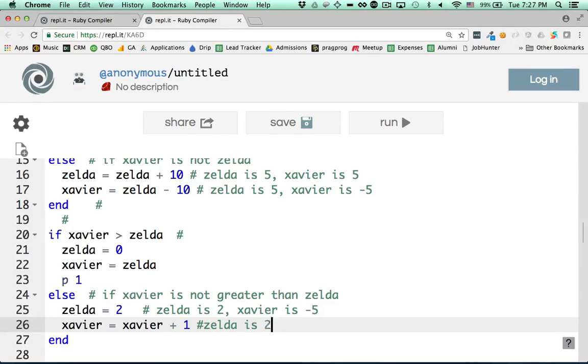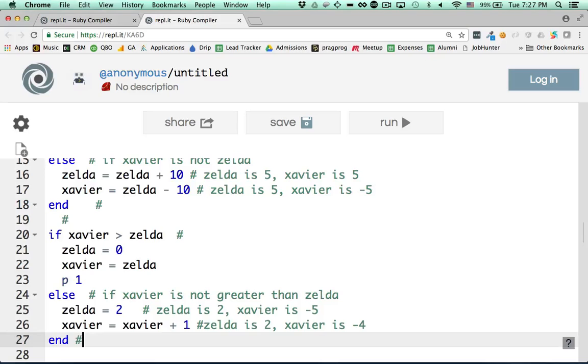Zelda is still 2, and what is Xavier now? It's -4, yeah. Again, sorry about the negative number business. But yeah, when you add 1 to a negative number, it just decreases like that. Okay, and we run line 27 because that is the end. Questions about this? Obviously, this is a more complete example.